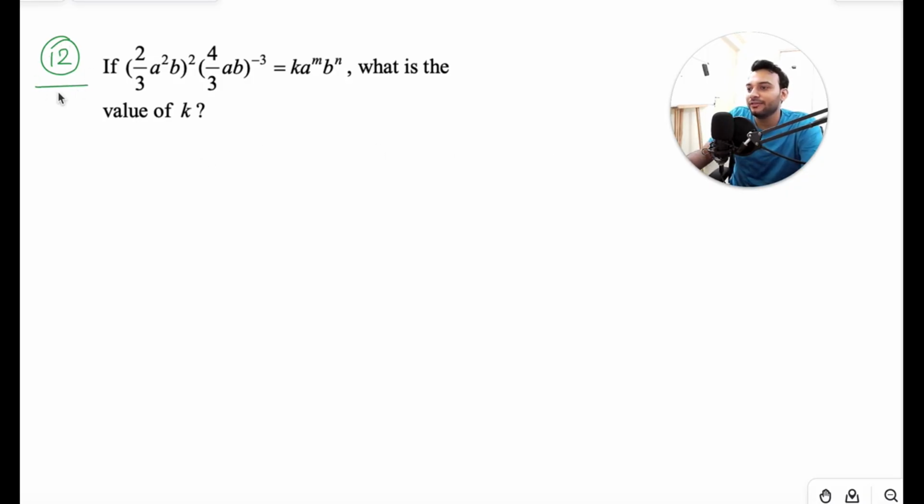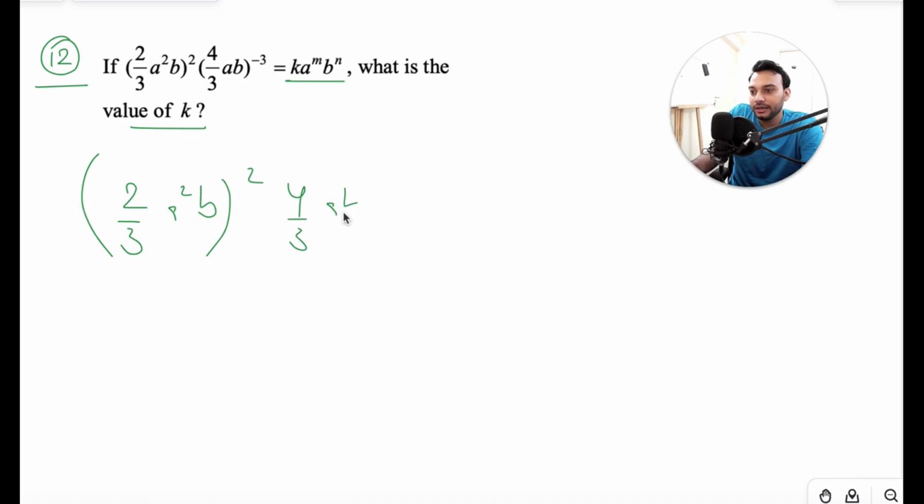Okay, question number 12, which is also the last question for this part of the advanced math quiz. If (2 over 3 a squared b) whole squared times (4 over 3 ab) raised by negative 3 is equal to k a raised by m b raised by n, what is the value of k? It's a complex looking exponential equation. We'll need to do some simplifications.